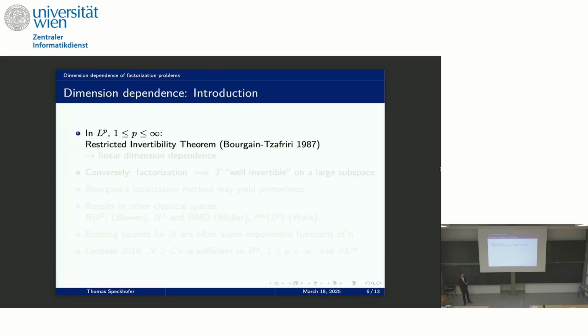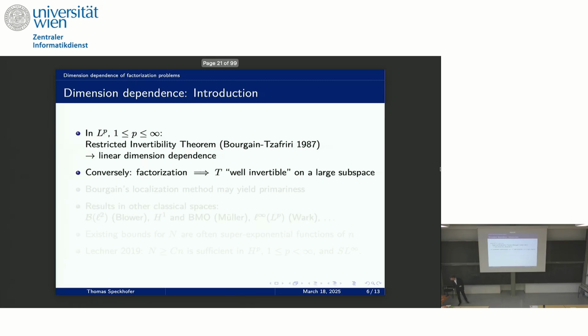First of all, consider the special case where we are working in the space capital L_p for some p between 1 and infinity. There one can actually apply the restricted invertibility theorem by Bourgain and Tzafriri to obtain an extremely good result where the dimension dependence is linear, so the dimension of the larger space is linear in terms of the dimension of the smaller space.